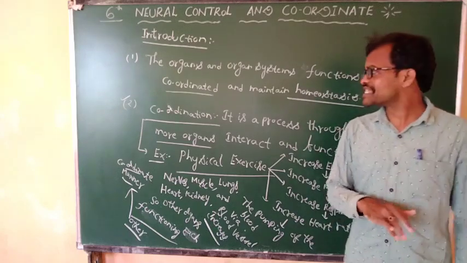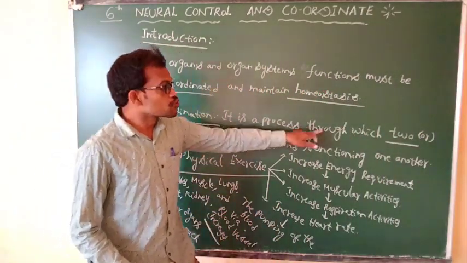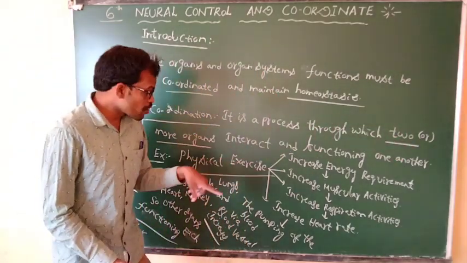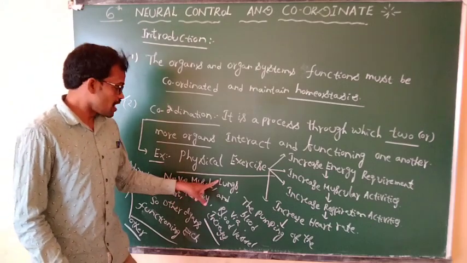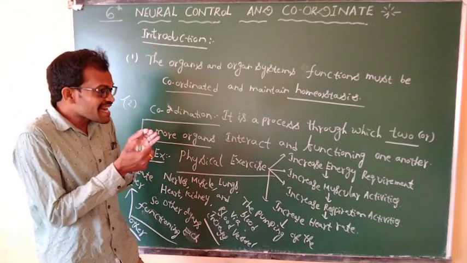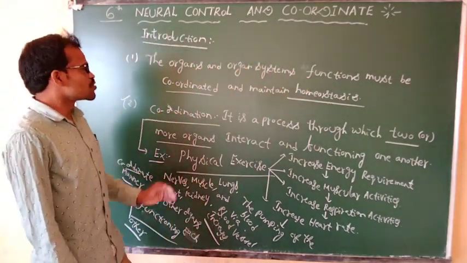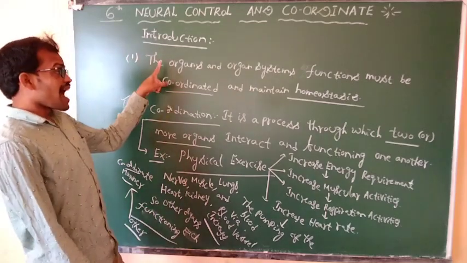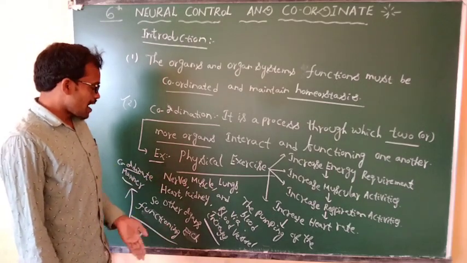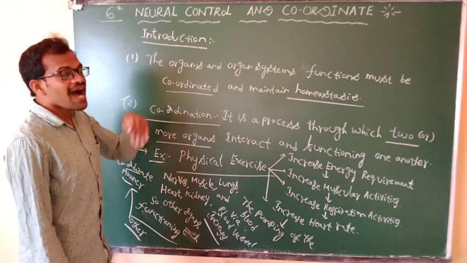All these activities show coordination. Coordination is a process through which two or more organs, such as nerves, muscles, lungs, heart, kidney, and other organs, interact and function with one another. It is known as coordination. Now, organs and organ systems. Organs here means muscles, lungs, heart, kidneys. These are all organs.